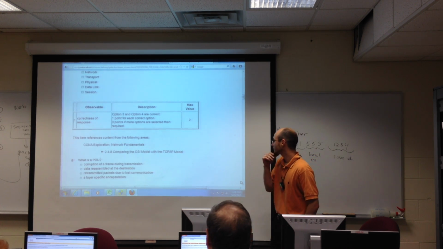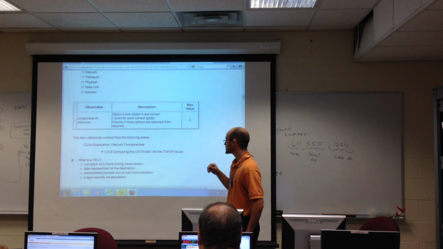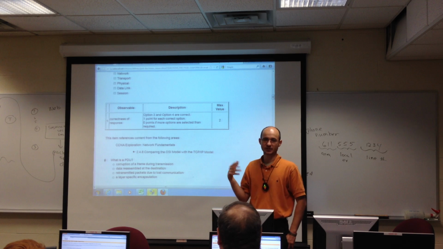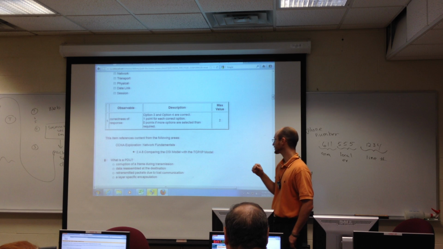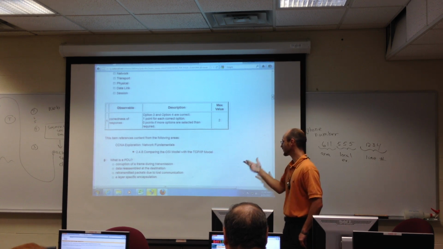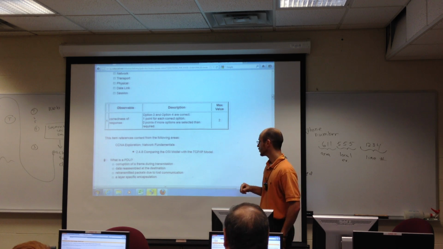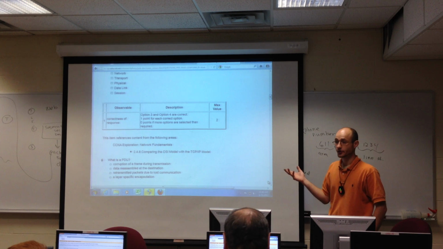First choice, corruption of a frame during transmission. Does that make sense? Second choice, data reassemble at the destination. When reassembling data, we're doing segments, correct? Retransmit packets due to lost communications. Seems like the first one and the third one are very similar. You can only pick one. A layer-specific encapsulation. That's what it is.